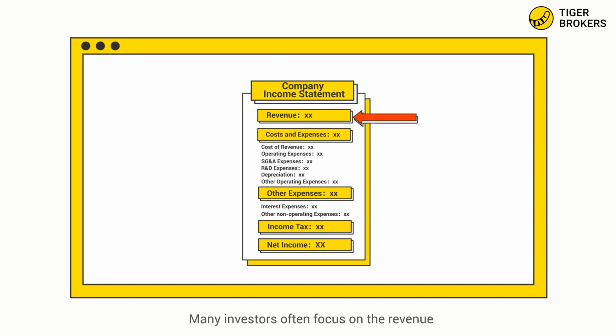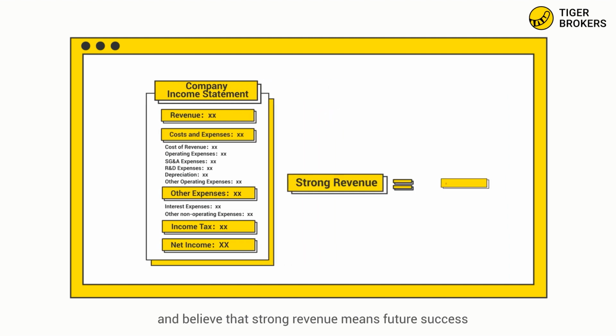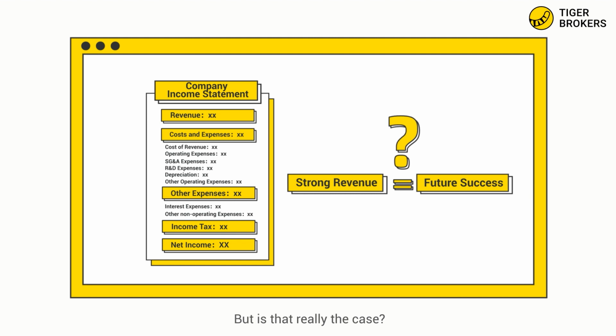Many investors often focus on the revenue and believe that strong revenue means future success. But is that really the case? In our next lesson, we will answer this question.